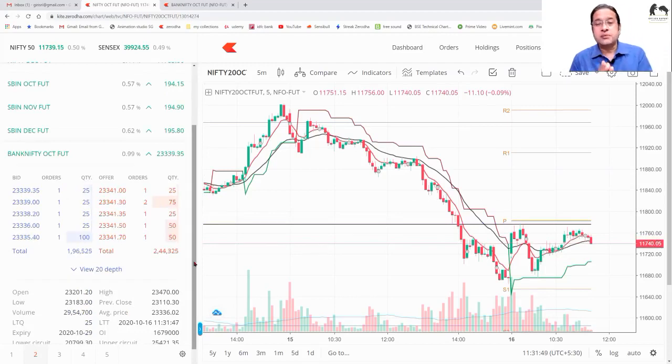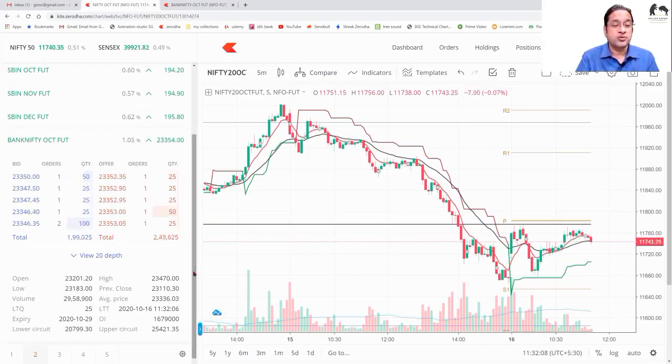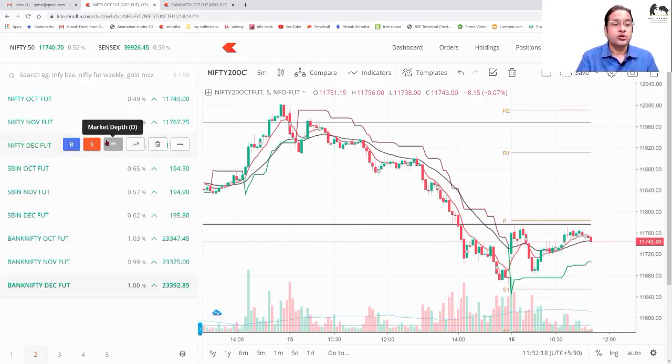Now we have already established that the current month has the maximum open interest, and the near month. Only when it is approaching expiry, the open interest will get built up in the next month contract. As you can see here, currently about 29 lakh contracts have traded so far today. That is today's volume, and the open interest is about 16 lakh 79,000 with the Bank Nifty October futures.